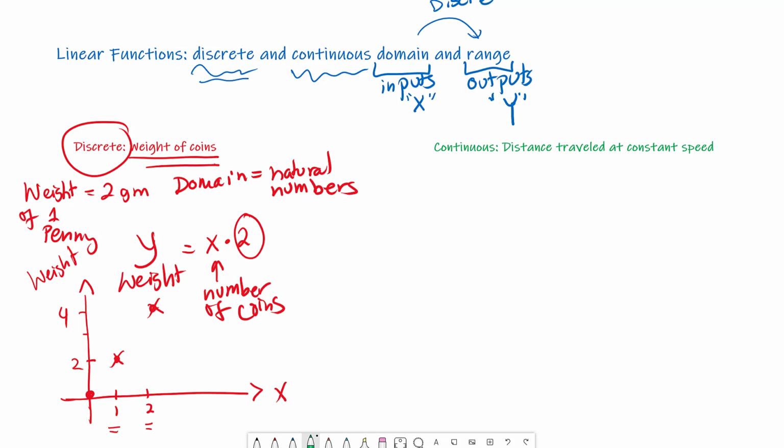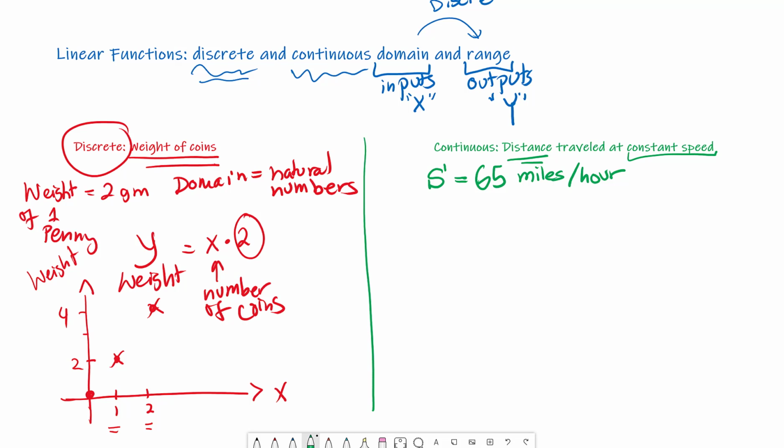Let's now look at the continuous side of things. And here's an example. We're looking at the distance traveled when we're going at a constant speed. So when we're traveling at a constant speed, and let's say our speed, I'll designate that by s, equals 65 miles per hour. Okay, that's a reasonable speed for a car on a freeway, and say we are traveling at that speed. We are neither accelerating or slowing down.